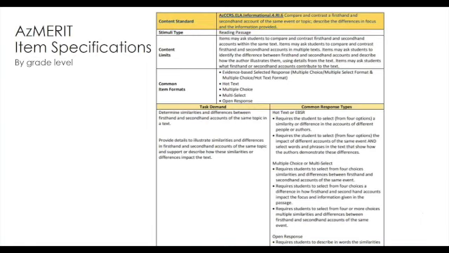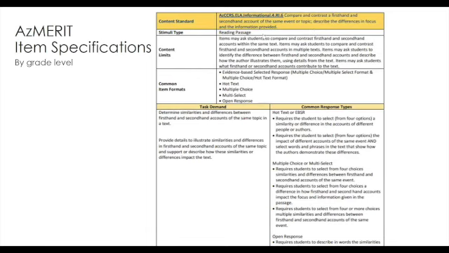The item specifications document is a document that you may have not used before in the past, but I consider it the best tool that gives you the most bang for your buck. And so the item specifications are organized by grade level and content, so English language arts and mathematics separately. And you'll notice that the language of the content standard is at the top of the page here.